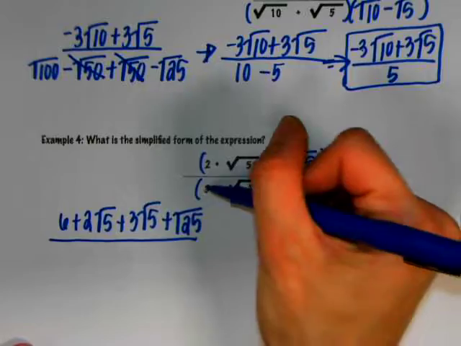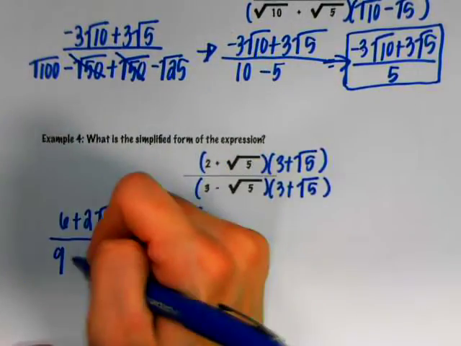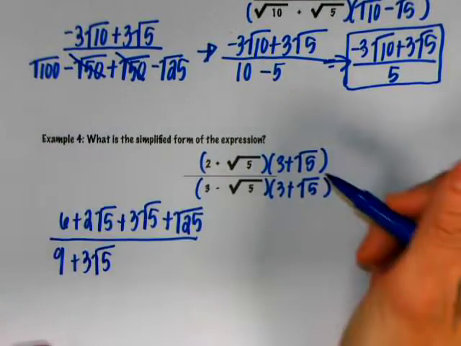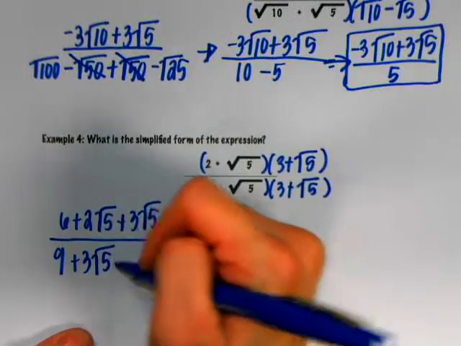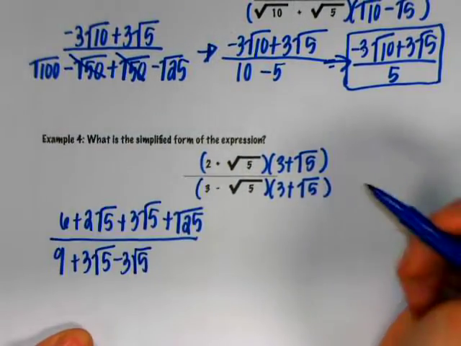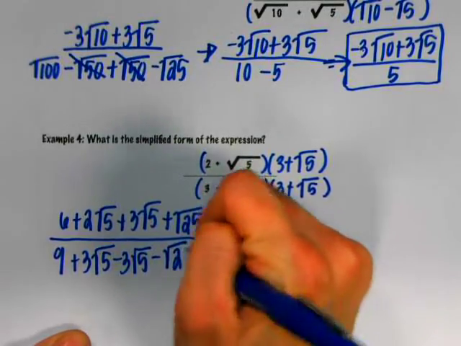Okay, the bottom, 3 times 3, 9. 3 times radical 5 is 3 radical 5. Negative radical 5 times 3, negative 3 radical 5. Negative radical 5 times radical 5, negative radical 25.